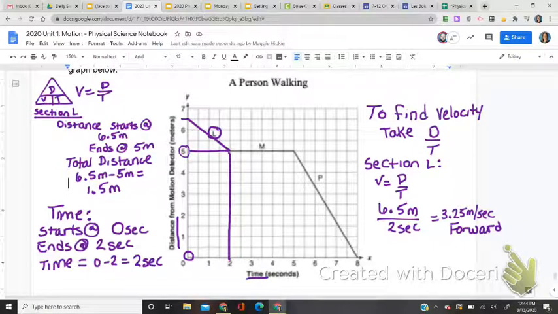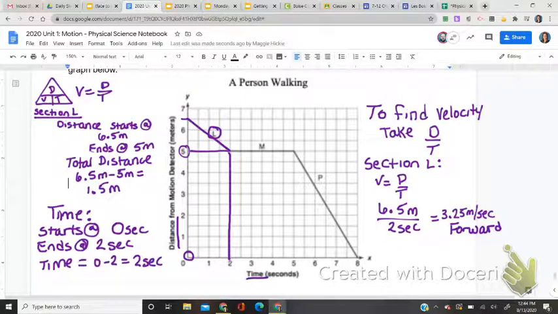When you find M and P in terms of velocity, use the same skills we used here. Find your distance using our points over on this axis, and then use this tool to find your time. Then you can check the key to help you, or hop on a classroom meet and we can walk through it for you one more time. Please don't hesitate to ask questions if you have concerns on how to find that velocity.